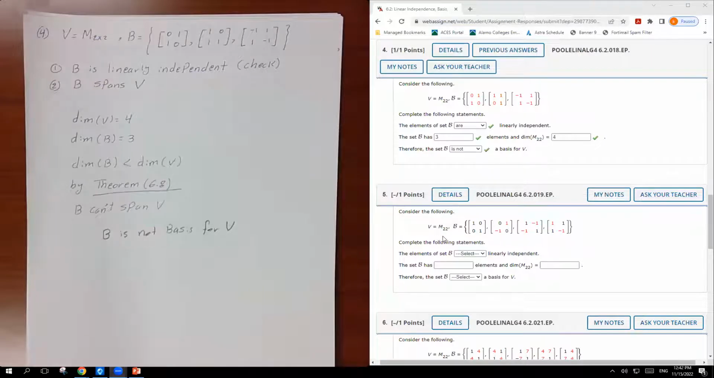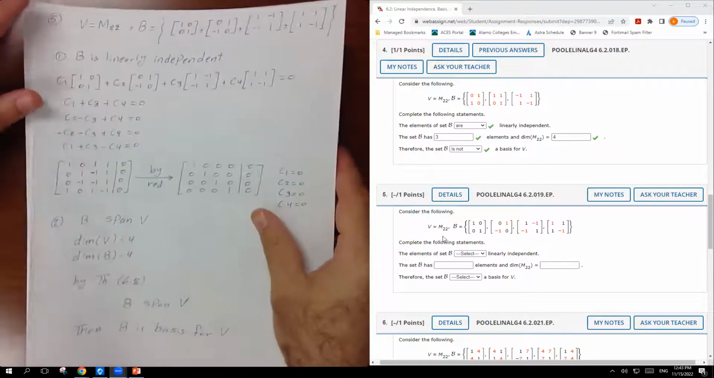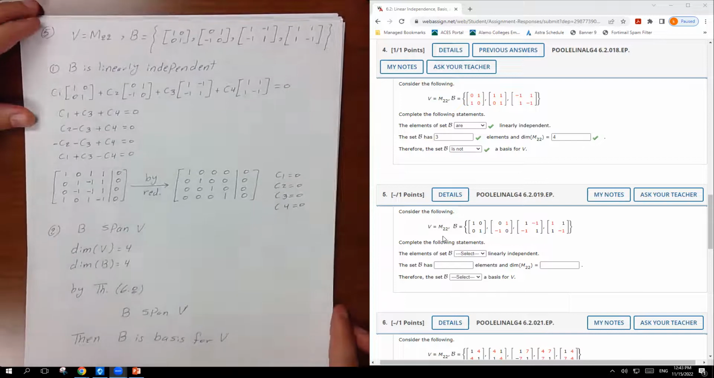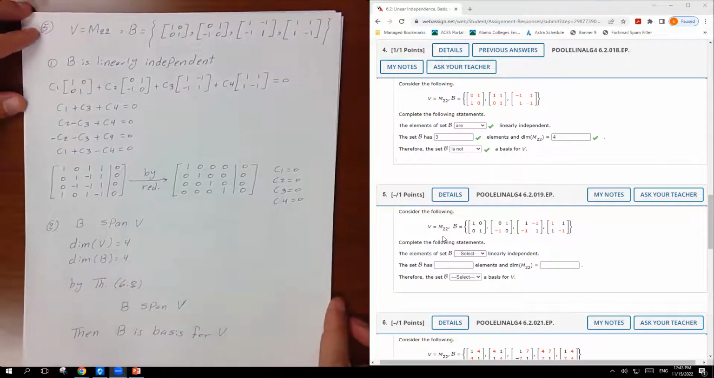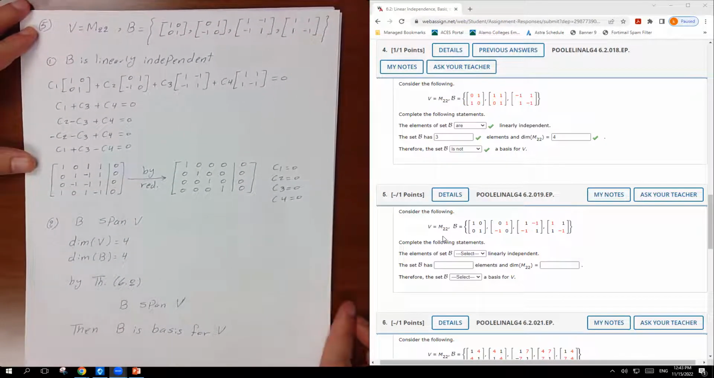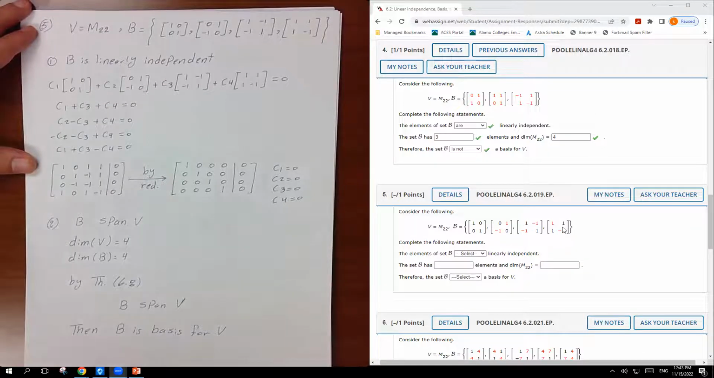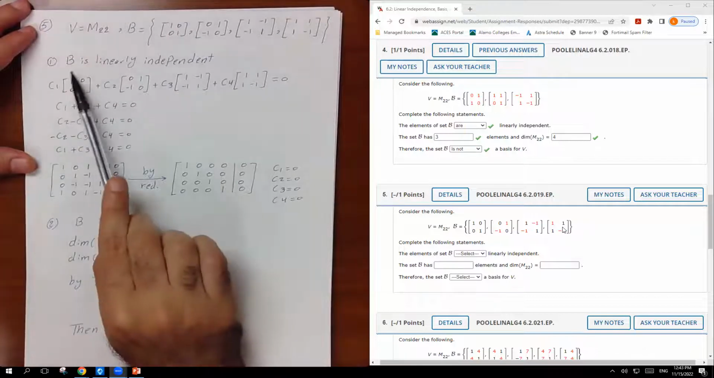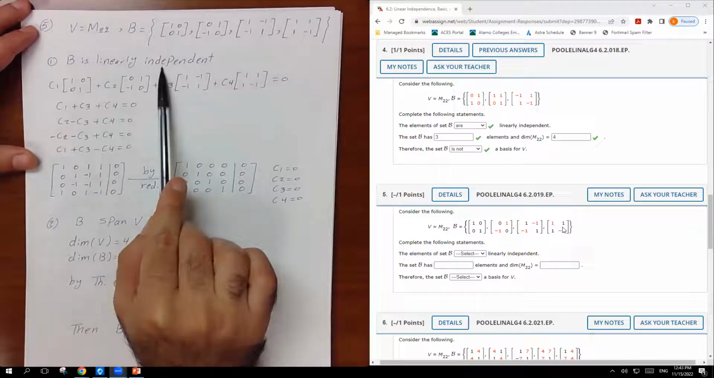So let's do the same thing with number 5. I did number 5 in detail. So again, we need to prove that if you look at the set V equal to all the 2 by 2 matrices and B equal to 4 terms, these are the matrices. Then what I'm going to do is prove that B is linearly independent.